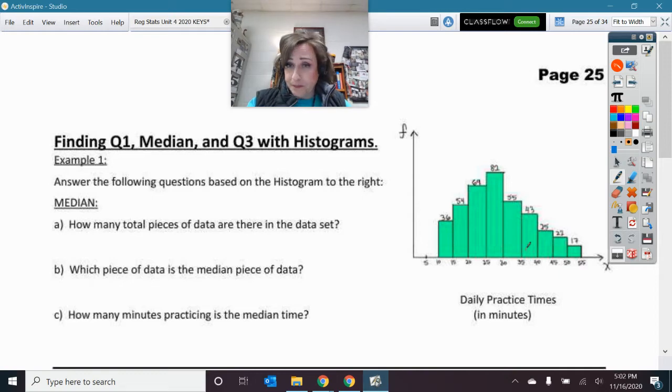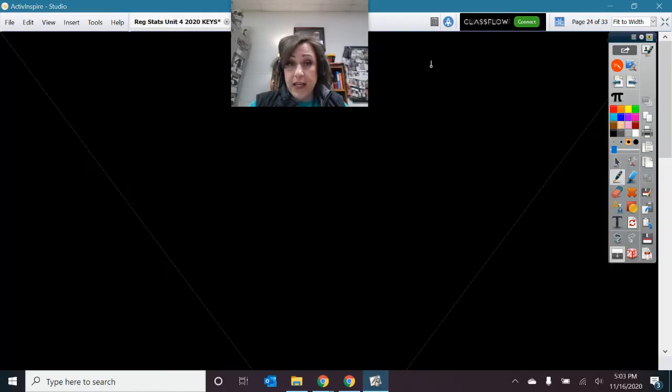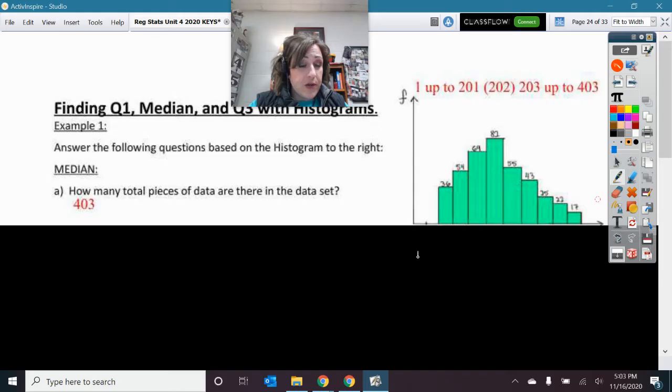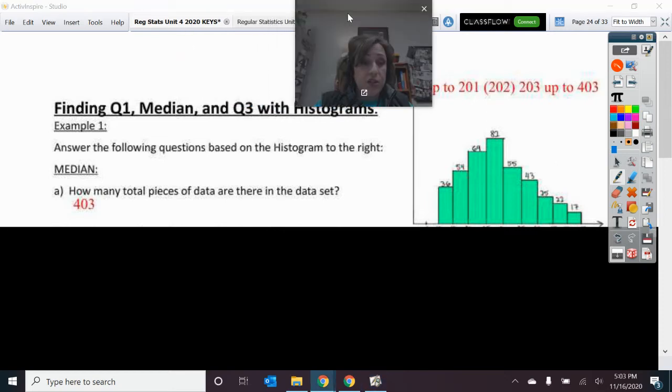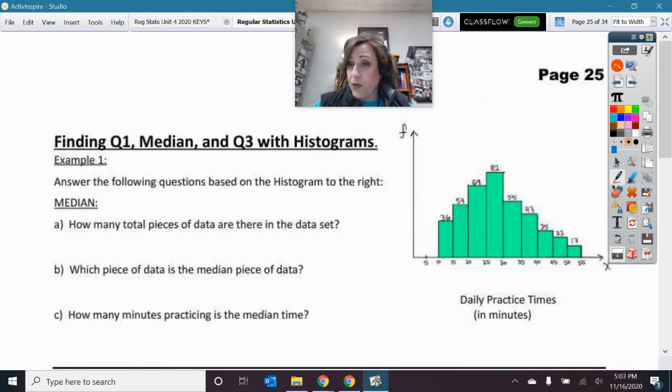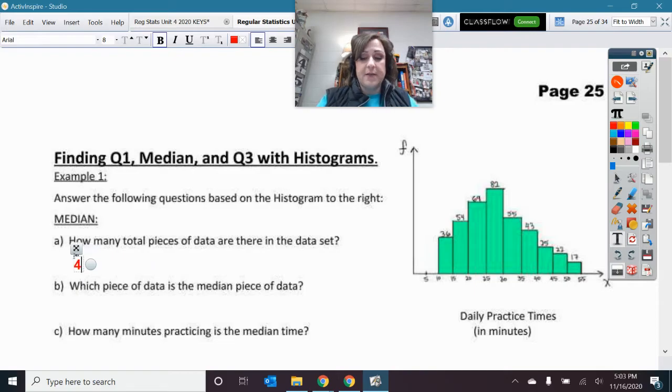If I want to find the middle piece of data in here, then I need to know how many pieces of data there are. Luckily, this one has the numbers that are in each bin. So I'm going to add all of those numbers up and get the total. That's the first question: how many total pieces of data are there in the set? I totaled them up, and that's 403. 403 pieces of data.